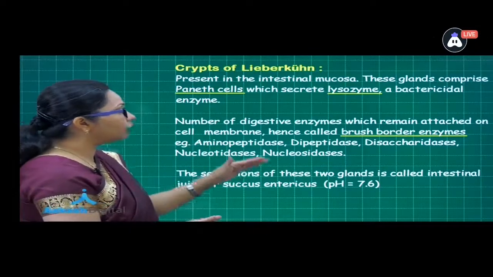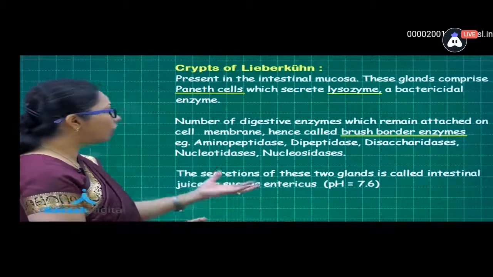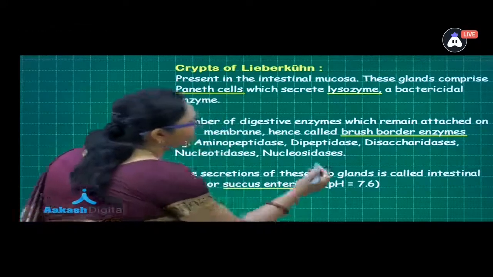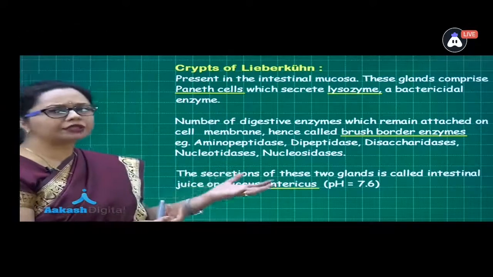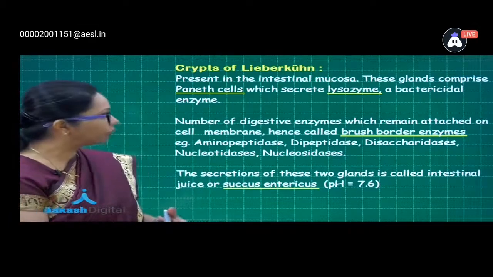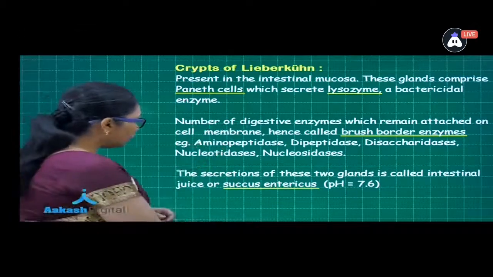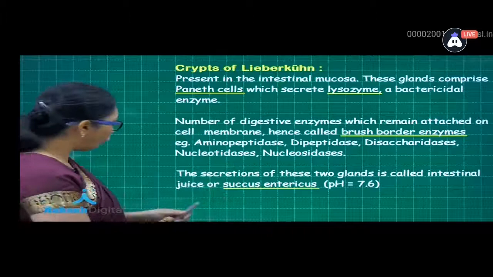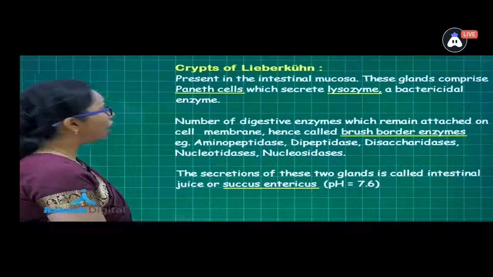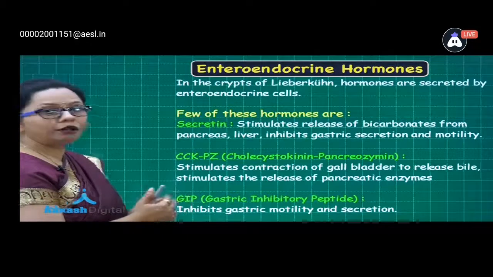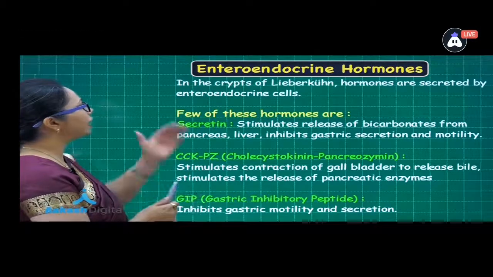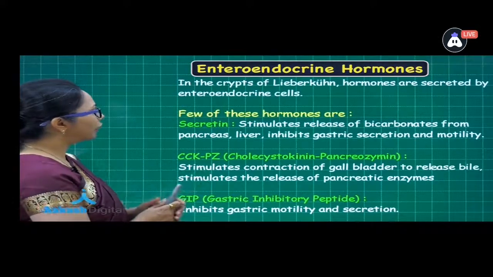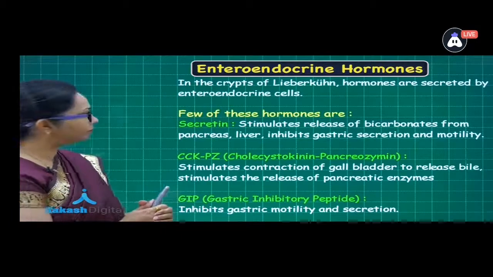Now, the secretions of these two glands collectively is called the intestinal juice or the succus entericus, and it is alkaline with a pH of 7.6 or it may range up to 7.8. Now, coming to some of the important hormones as well. From the small intestine, a number of hormones are also secreted, which are called the enteroendocrine hormones, and the cells which are secreting them can be named enteroendocrine cells. Now, some of these important hormones, first one starting with secretin.